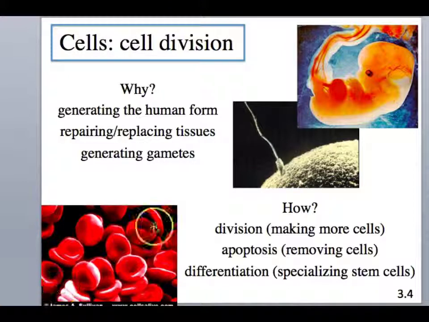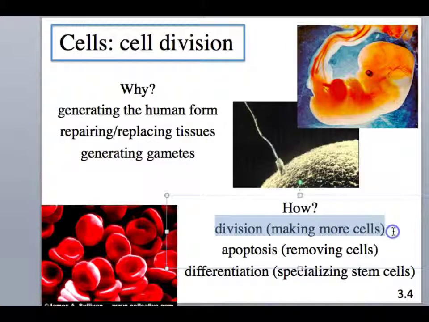There are different things going on in cell division. Cell division itself is the making of more cells. Apoptosis is when you remove cells. That's not necessarily a bad thing. Apoptosis is also called programmed cell death. But if you think about a fetus that is growing hands, the hands are kind of webbed, or the little pre-hands basically are webbed.